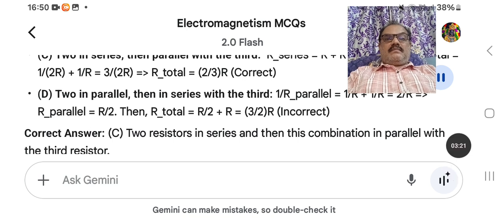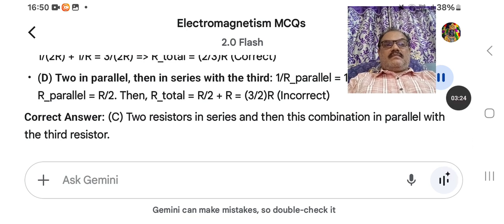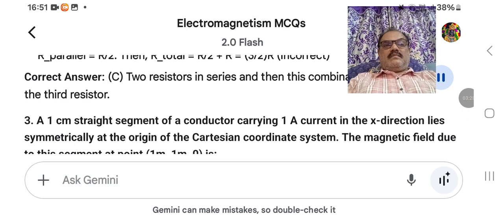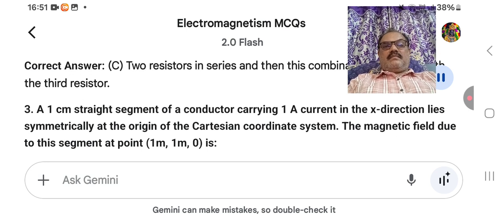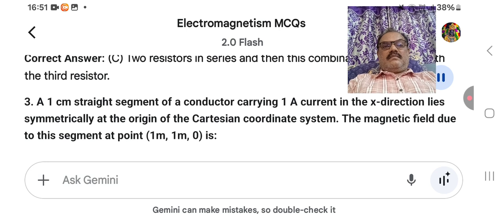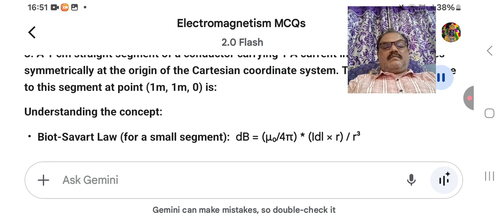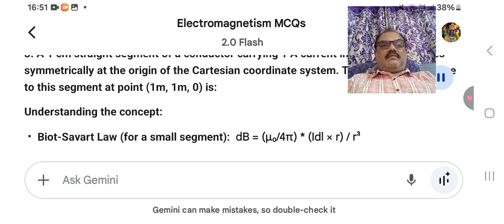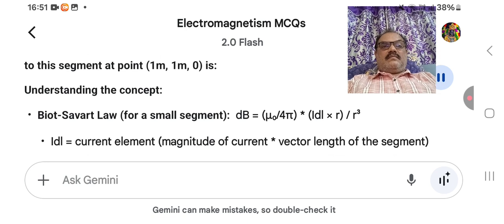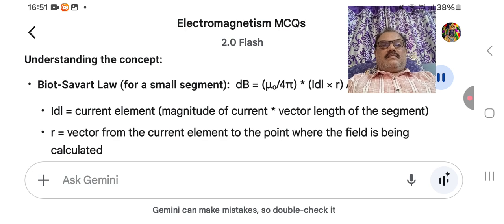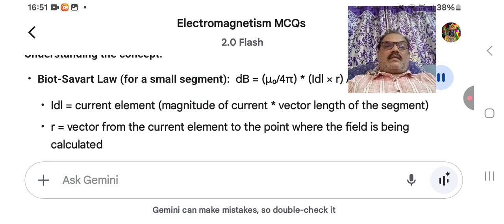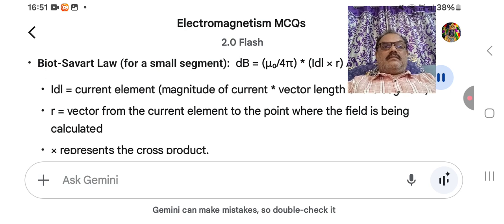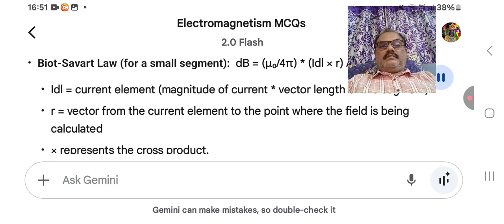3. A 1 centimeter straight segment of a conductor carrying 1 A current in the x direction lies symmetrically at the origin of the Cartesian coordinate system. The magnetic field due to this segment at the point (1 meter, 0) is. Understanding the concept. Biot-Savart law for a small segment: dB equals mu naught by 4 pi times I dl cross r by r cubed. I dl is the current element, the current magnitude times the vector length of the segment. r is the vector from the current element to the point where the field is being calculated. Times represents the cross product.